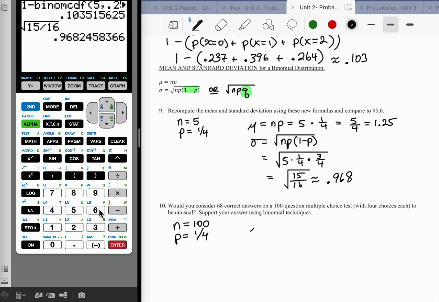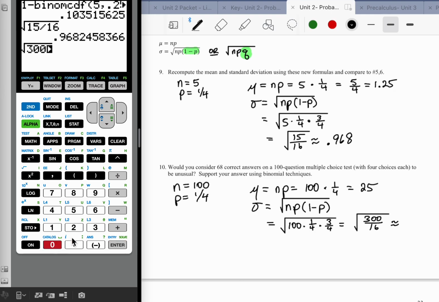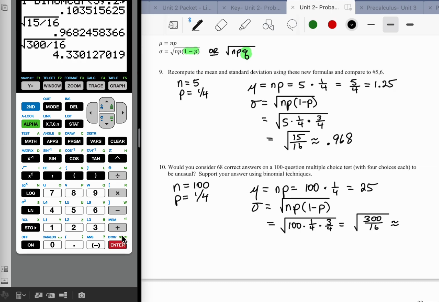All right. So mu would be equal to np, which would be equal to 100 times 1/4, which is 25, which is, again, the expected value. And in this case, it lines up nicely with what you would probably expect. You have a 1 in 4 chance of getting any question right. You answer 100 questions, you're probably going to get about 1/4 of them right, on average. All right, so sigma would be equal to the square root of n times p times 1 minus p, or n times p times q if you want. But that's going to be 100 times 1/4 times 3/4. So that's the square root of 300 over 16, about 4.33.